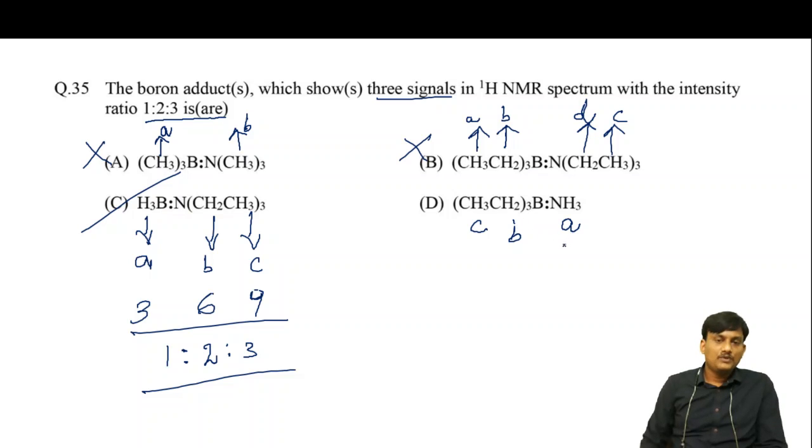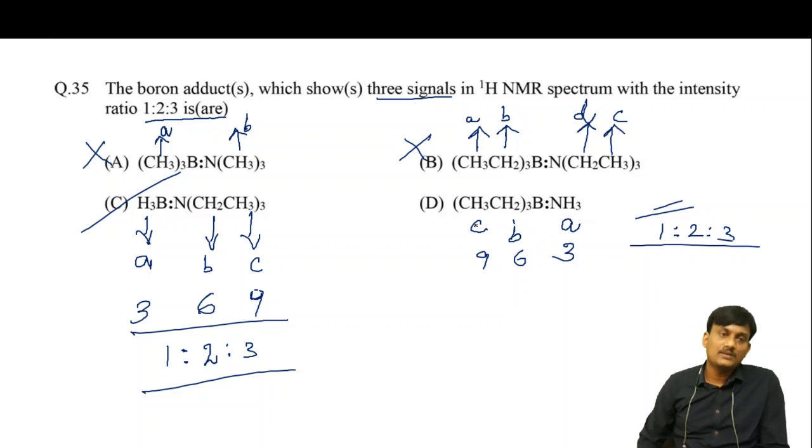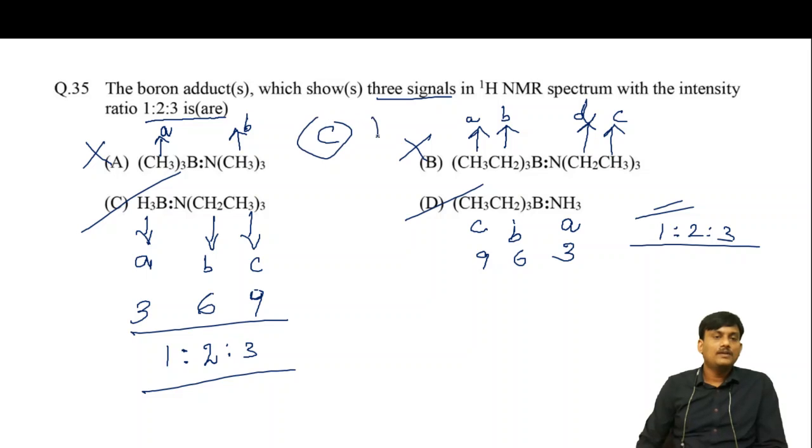And what is the ratio? This one is 3, 2 into 3 is 6, and 3 into 3 is 9. In this case you have 1 is to 2 is to 3. You have three non-equivalent protons, and you will have three signals. What is the intensity? 1 is to 2 is to 3. So D is also correct. Then what are the correct options? C and D are the correct options.